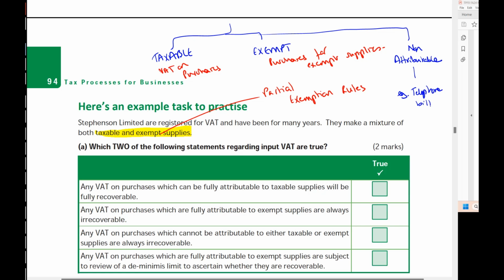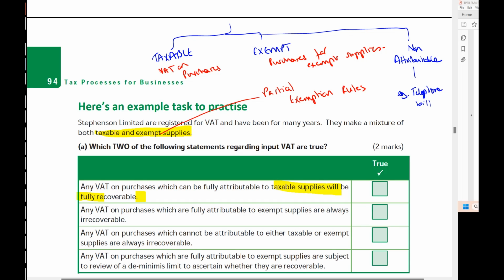So we stick it into the category called non-attributable. And then at the end, we can share it out based on the proportions of our taxable and our exempt supplies. So where do we start? Any VAT on purchases which can be fully attributable to taxable supplies will be fully recoverable.